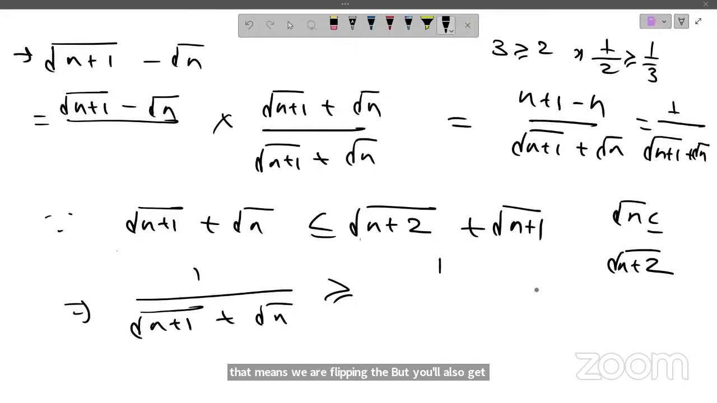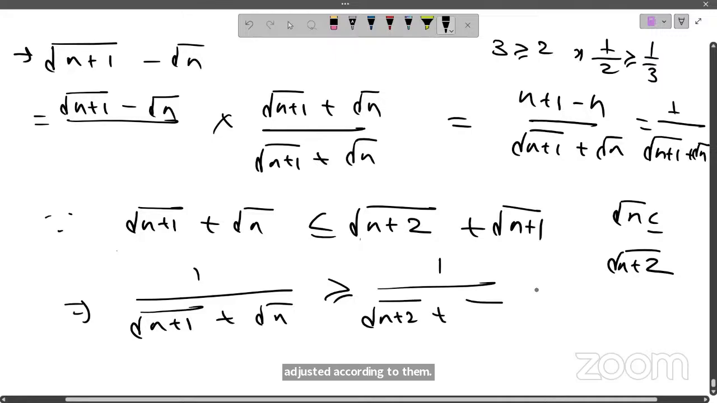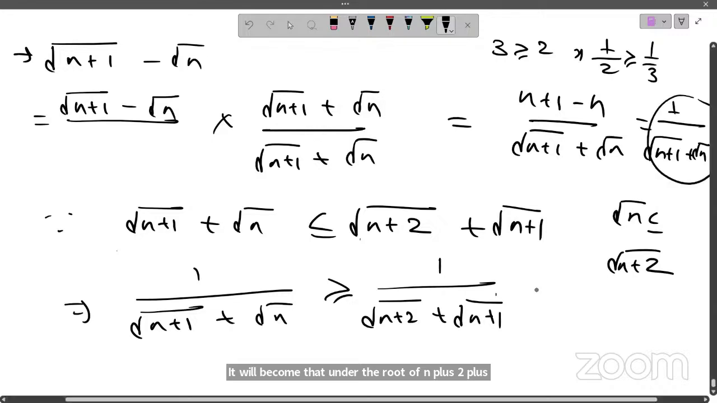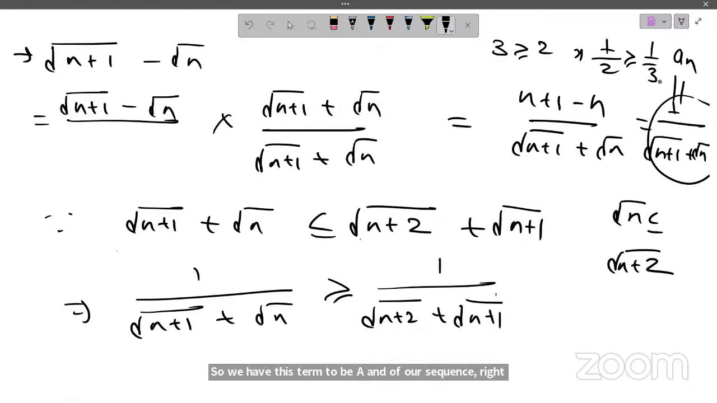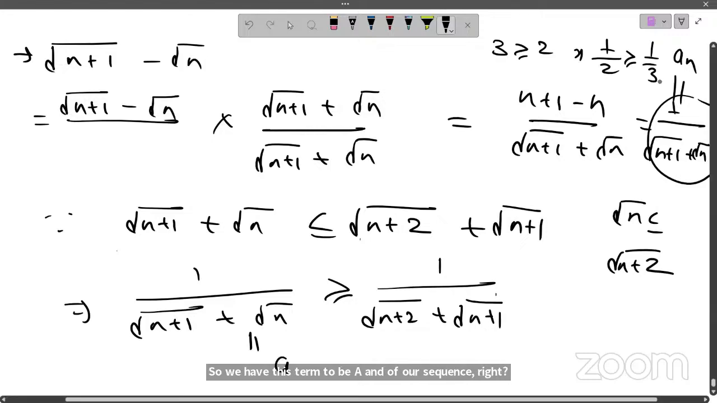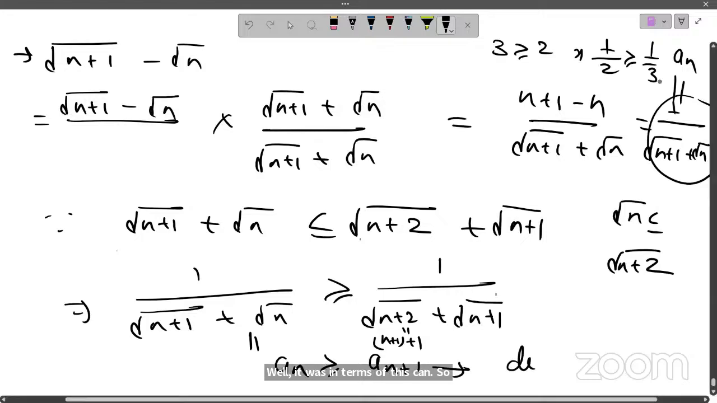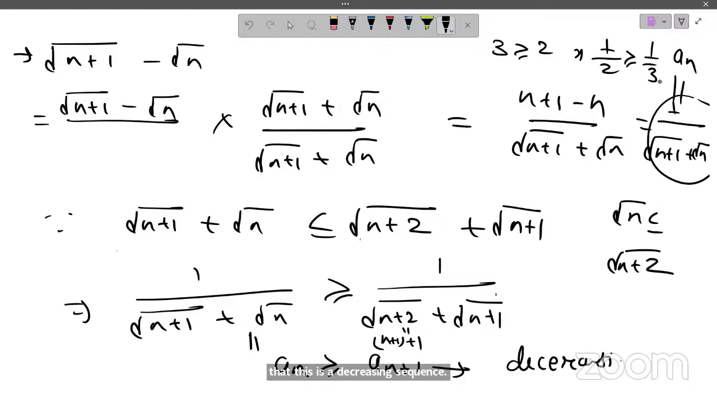So it will become 1 over root of n plus 2 plus root of n plus 1, right? So we have this term to be an of our sequence, right? Right or not? Yes, ma'am. So this is your an, which is greater than or equal to this, and this will become your an plus 1, because this can be written as n plus 1 plus 1. So from here you get that this is a decreasing sequence.